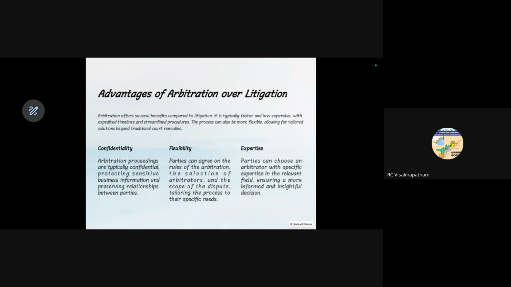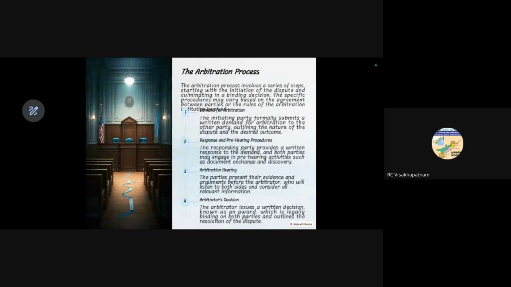So, advantages of arbitration over litigation. Same as mediation and ADR methods: confidentiality, flexibility, and expertise. Who should be the arbitrator? The court should appoint a person who has expertise in that particular field in the case of arbitration. So, expert arbitration leads to experienced persons.